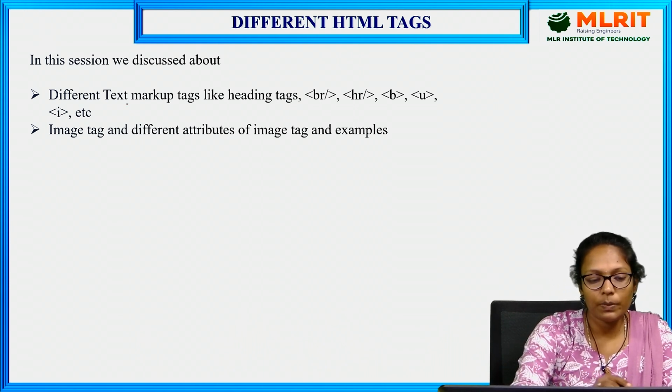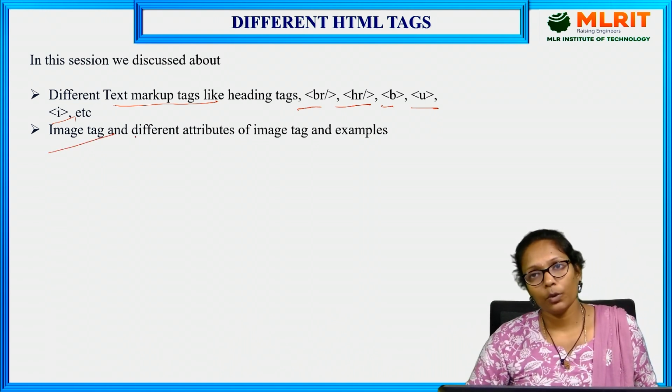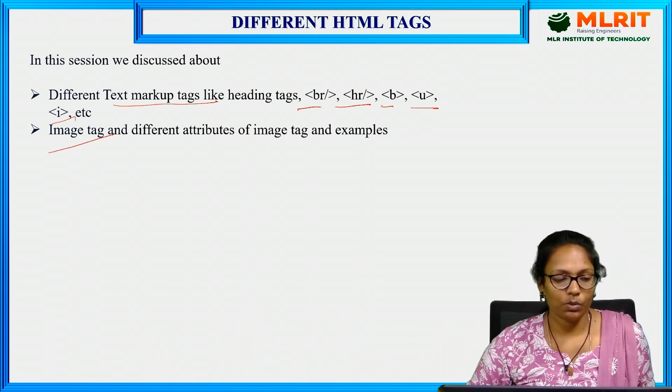So that's about the different HTML tags which we discussed. In this PPT we discussed the different text markup tags like BR tag, HR tag, bold, underline, italic, and also the image tag. And we discussed the paragraph tag and different heading tags also. Thank you.